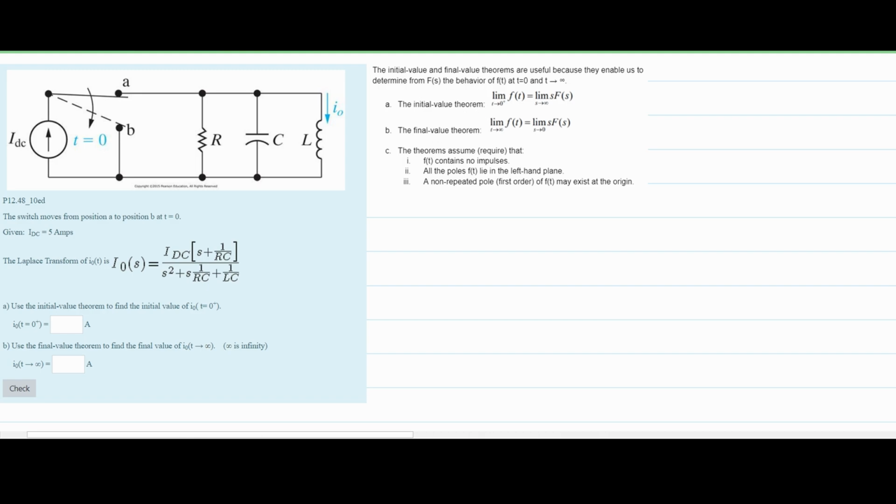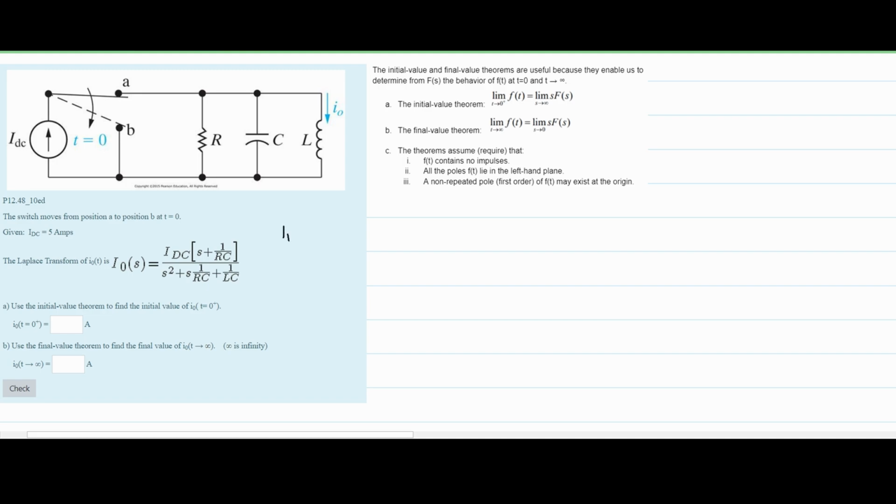Both can be found in the notes linked below the like button, section 12.9, and we need to use these to solve for our A and B. Looking at this problem, we're going to be solving for this I_0 here. We're going to use the initial value theorem first, and we need to first check that f(t) contains no impulses, all poles of f(t) lie in the left-hand plane, and a non-repeated, first-order pole of f(t) may exist at the origin.